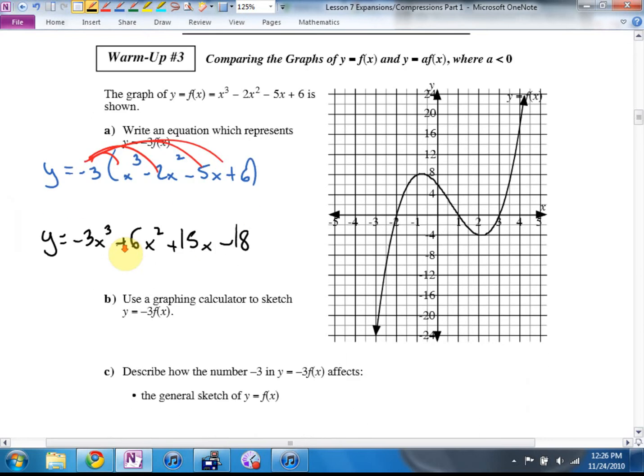I see two transformations. I see a vertical reflection because there's a negative, and the negative is not inside next to the x. And I see a vertical, what's this 3, expansion or compression? Is it an expansion by 3 or a compression by 1/3? Expansion by 3.